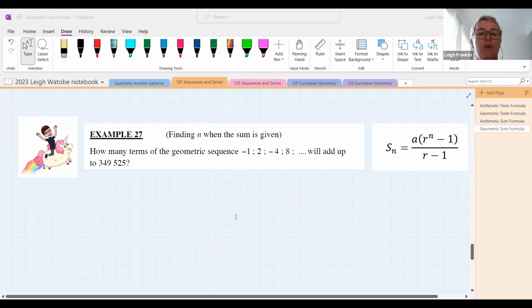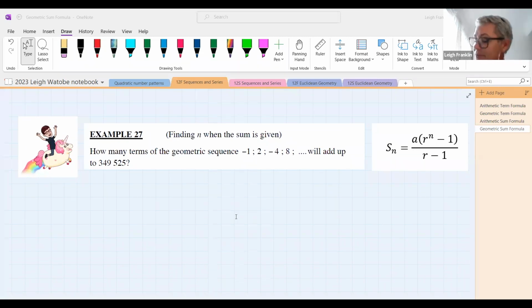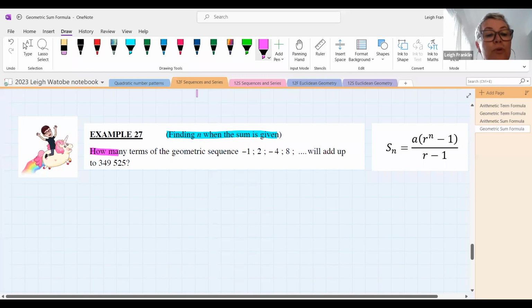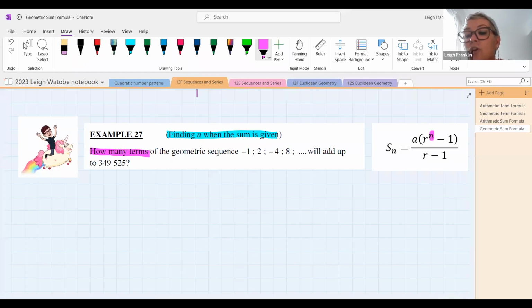So in the next example, this is different again, because now here we are finding n when the sum is given. In the previous example, we were finding the sum when n wasn't given. Now we're finding n when the sum is given. Look at the language of the question. See how it changes. It says to us how many terms. When we see the words how many terms, straight away that's an implication that we need to solve for n of the geometric sequence.